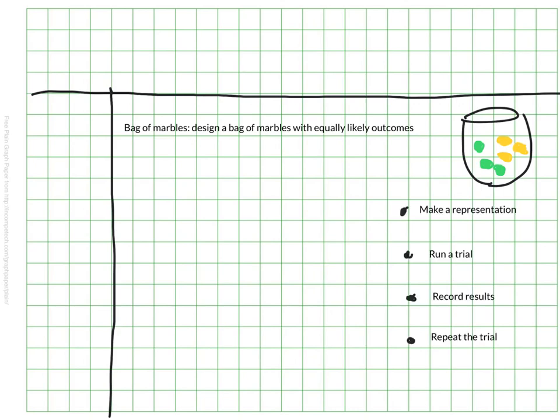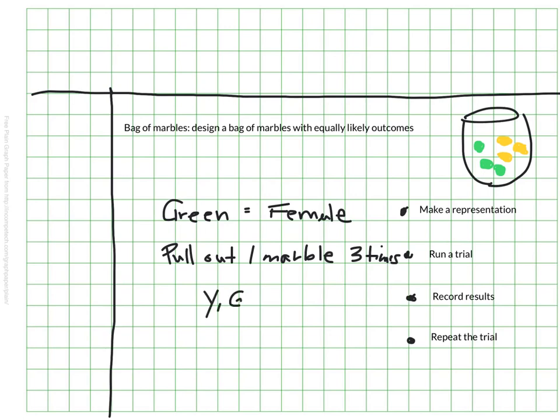So once again, I have my 4 steps here. I would pick a representation, so maybe this time green would be for female. I would then proceed to pull out a marble 3 distinct times, making sure that I put the marble back in and shake it up again before I try it again. And then of course I would record the results. Perhaps this time I get a yellow, a green, and then a green. And then I would repeat the trial perhaps 100 more times, so that I can get closer and closer to that theoretical probability to decide what really would be the probability of getting 3 puppies that are female in a row.